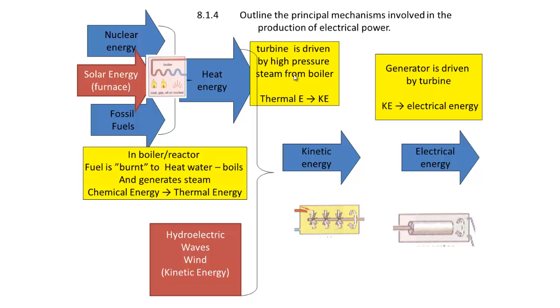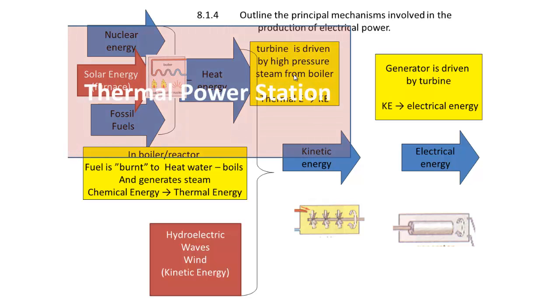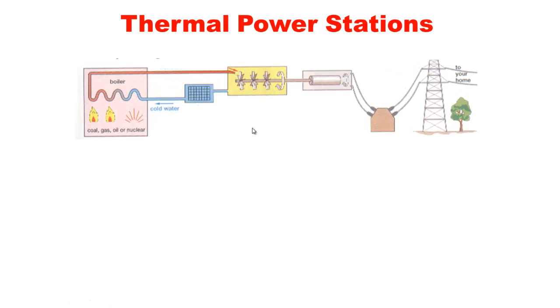So in a boiler or reactor, fuel is burnt to heat the water. This boils and generates the steam. So basically chemical energy turns into thermal energy. This top section there is basically what happens in a thermal power station. Now let's look at a little bit more about thermal power stations. They're characterized by a boiler of some kind, a turbine and a generator. That's what we need to know.